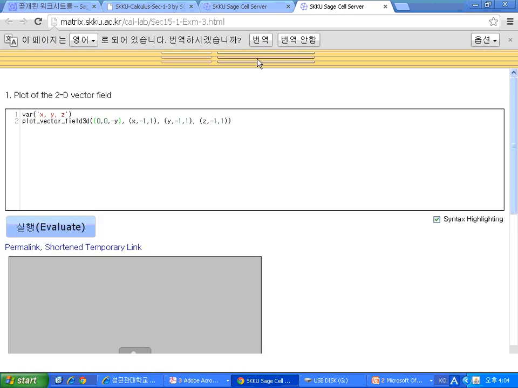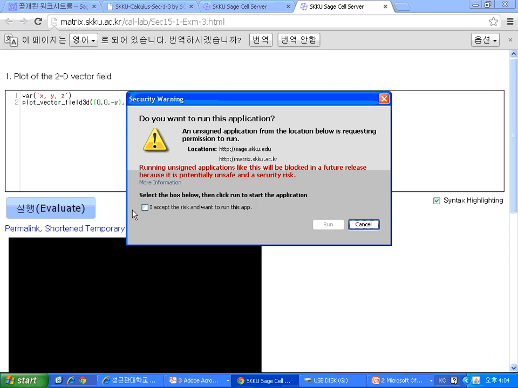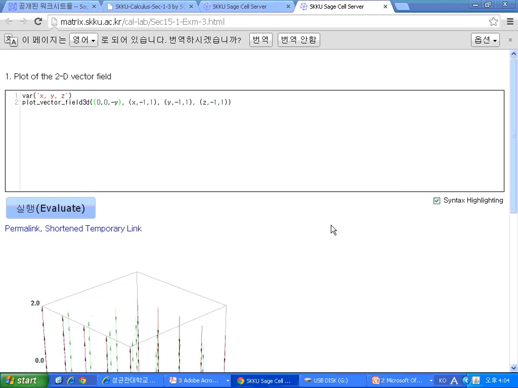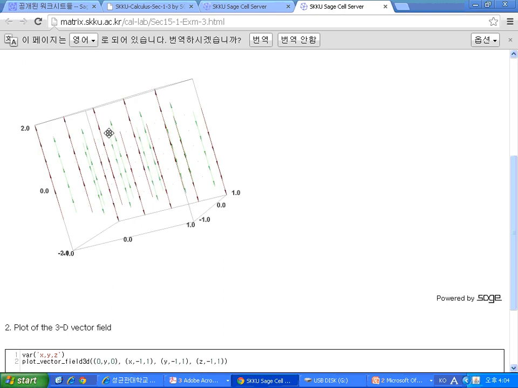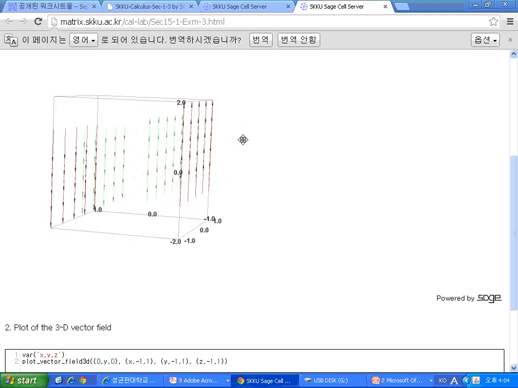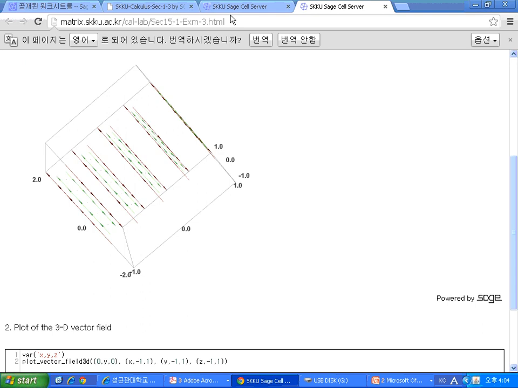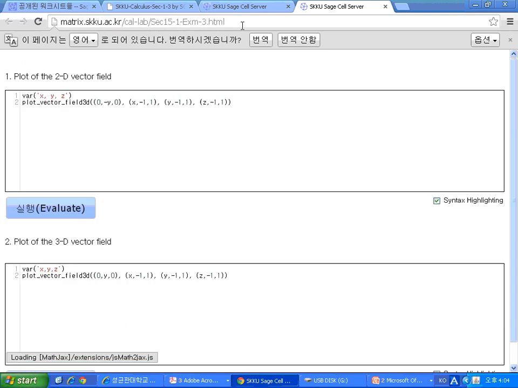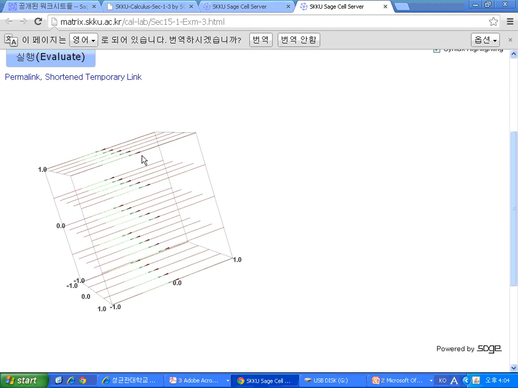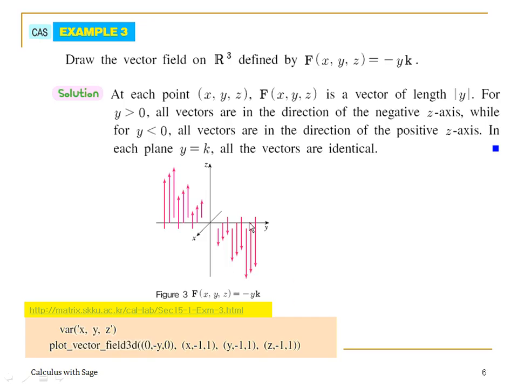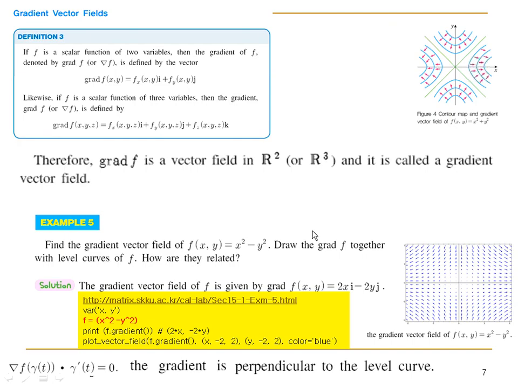Then, okay, we may have to change it. Okay, this is the 3-dimensional vector field that we can draw. Before, we had it like this. It's different. So how should we fix it here? Yeah, we have seen how this graph works.